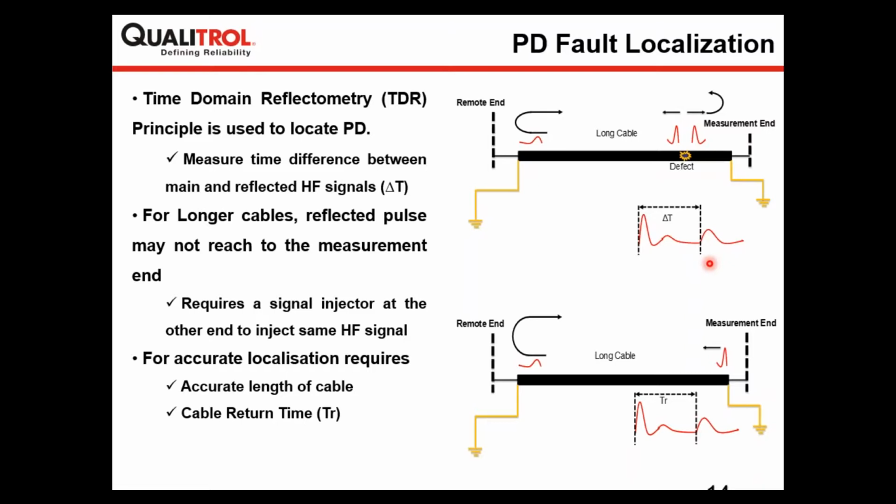And in order to locate partial discharge very accurately, you need to know the accurate cable length and the PD pulse propagation speed, or sometimes it is called the cable return time. The definition of cable return time is the time taken by the pulse from the measurement end to the remote end and then back to the measurement end. And this will give you the PD pulse propagation speed if we are taking into consideration the accurate length of the power cable.